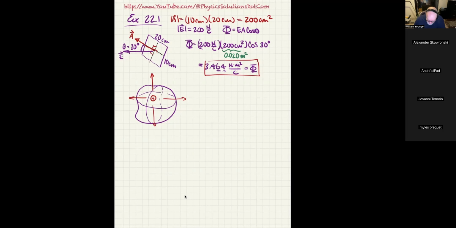It turns out that the electric flux through a closed surface is equal to the charge enclosed divided by epsilon naught. In other words, the constant of proportionality between the number of the charge and the number of field lines that permeate or penetrate the surface is 1 over epsilon naught. Okay, that's a key aspect.